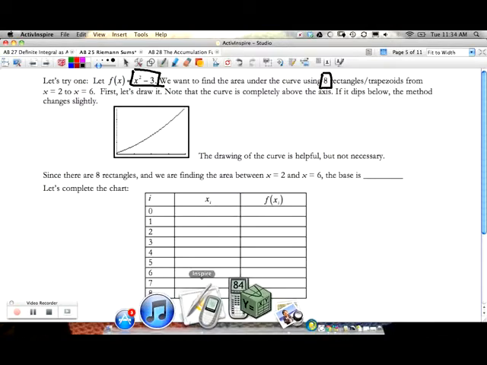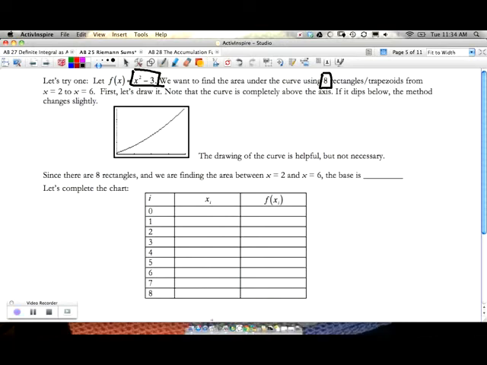So let's do a couple things. First, let's open up our calculator. Mine's warming up here. You should get yours out as well.